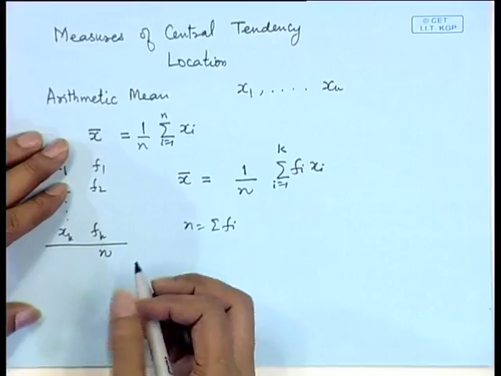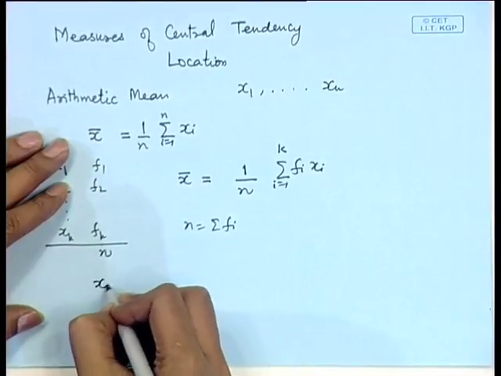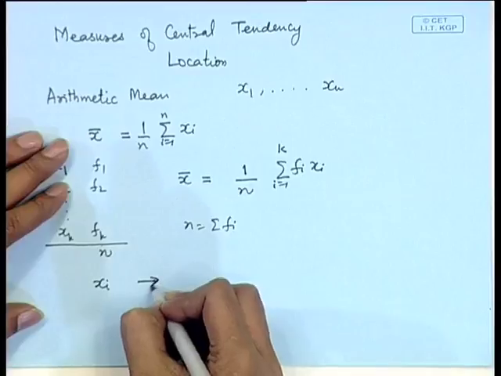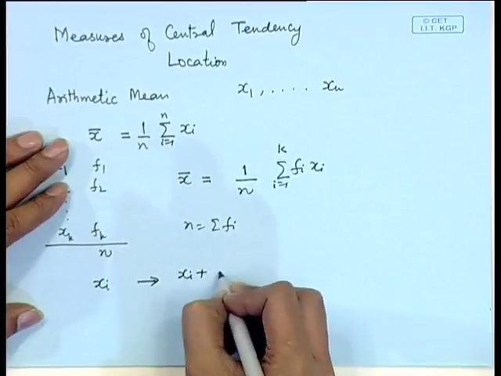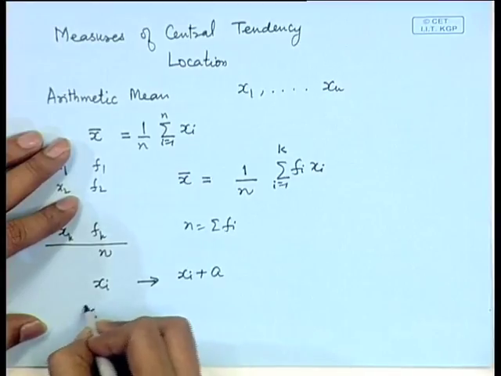I must comment here that arithmetic mean is one of the most commonly used measures of central tendency. It is because of ease of calculation and also certain mathematical properties which it satisfies. For example, suppose in place of x i the values are shifted by a, then what will happen to your average value x bar?